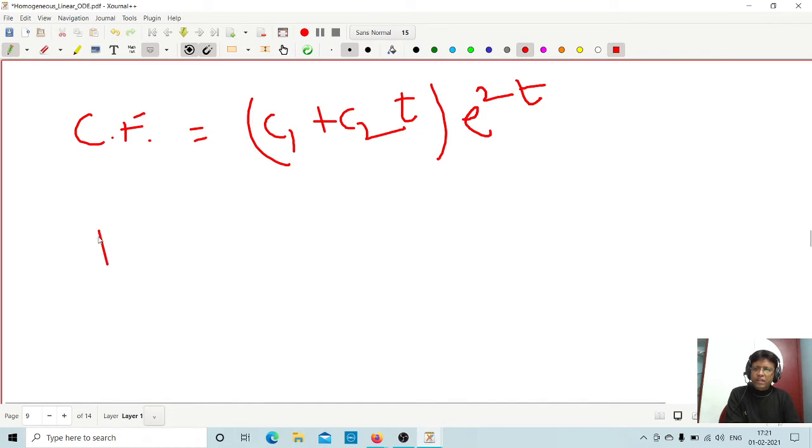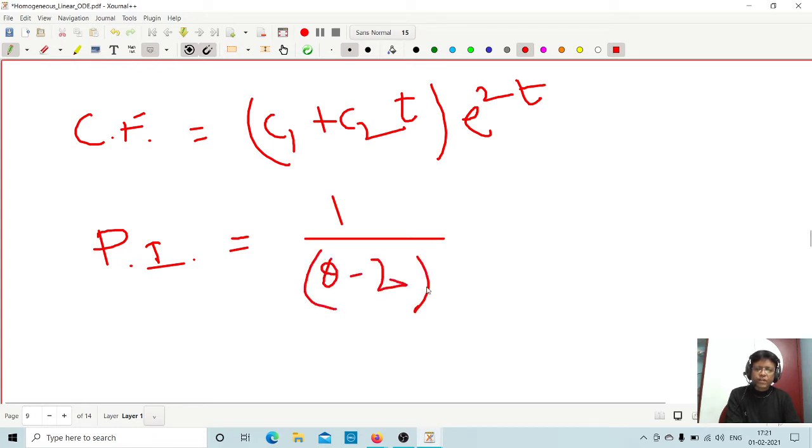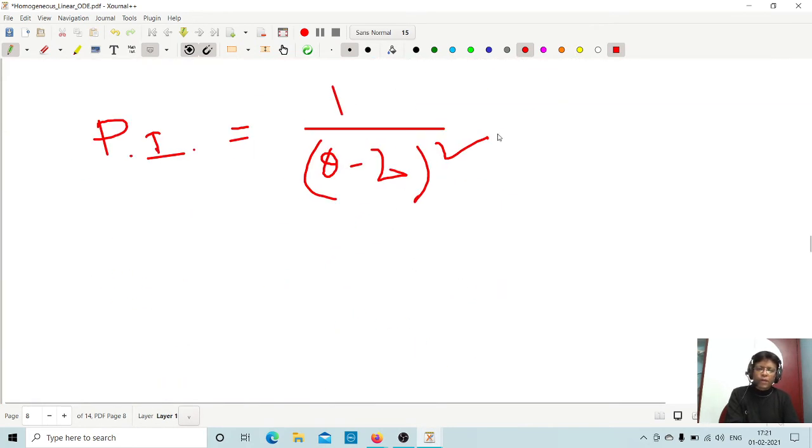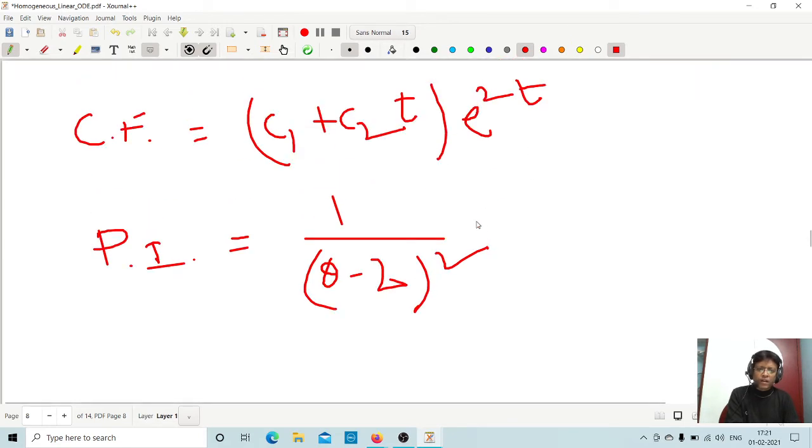And in this case you have to calculate the PI. Your PI will be 1 by (theta minus 2) whole square. You see, you have this form, theta squared minus 4 theta plus 4. So you have 1 by (theta minus 2) whole squared, and on the right hand side you have twice e to the power 2t.